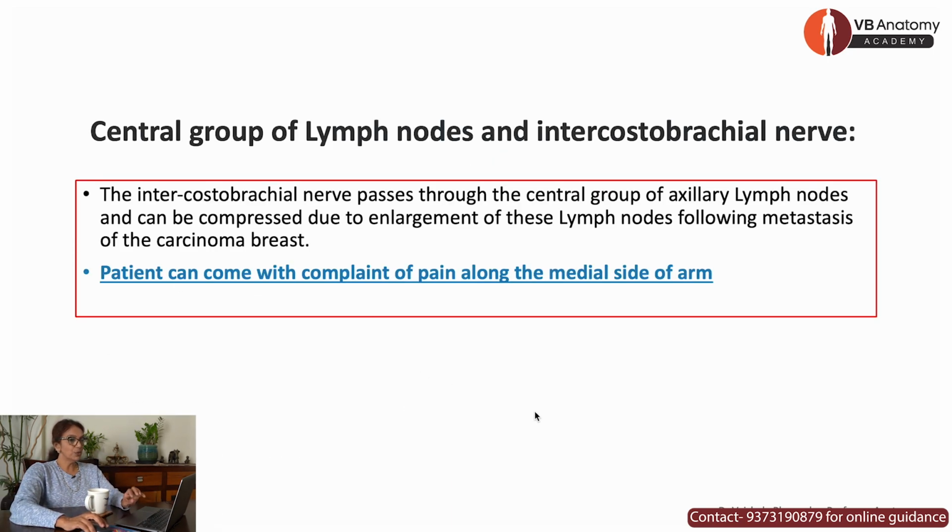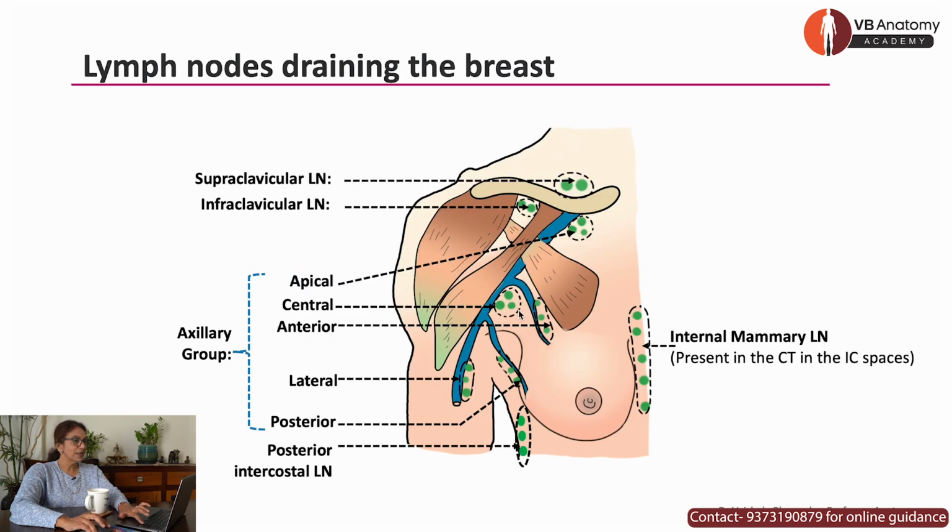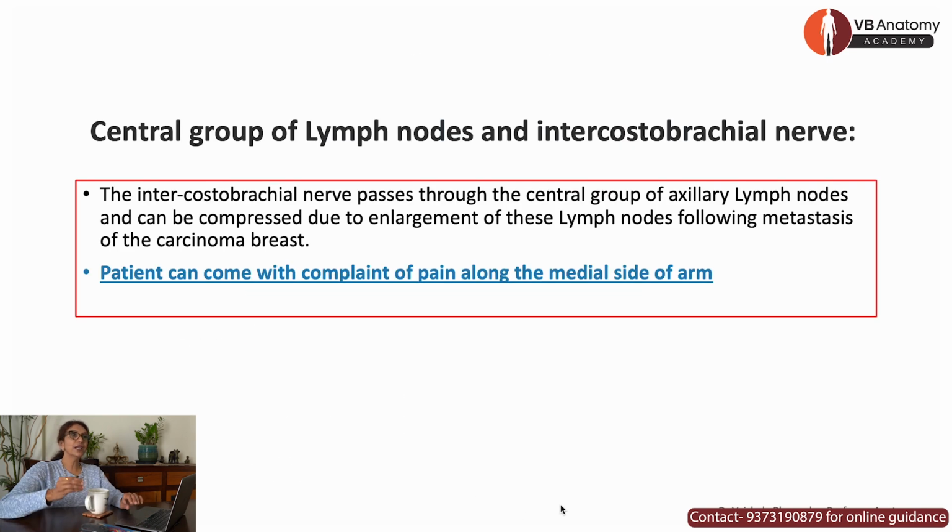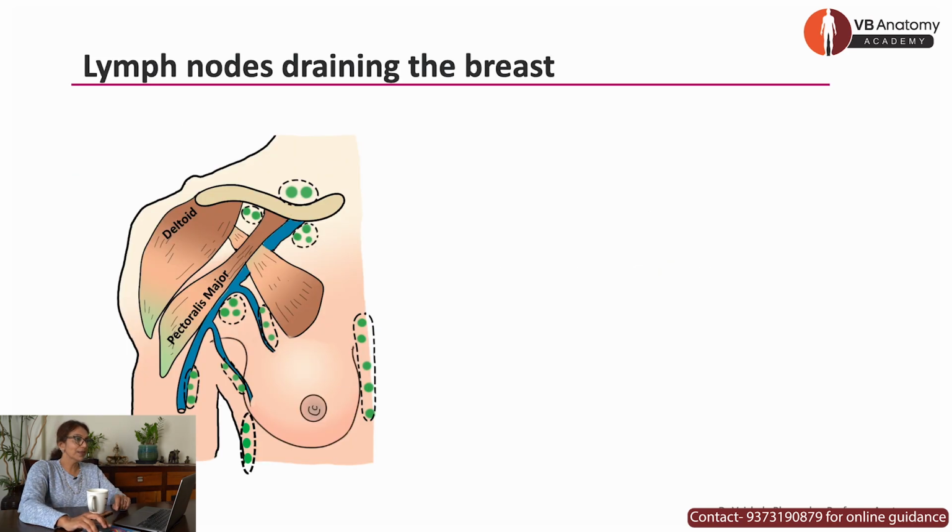Remember the central group of lymph nodes I showed you here. The intercostobrachial nerve almost passes through them. So if they are thickened due to some reason, maybe cancer, then the patient can come with a sole complaint of pain along the medial aspect of the arm, which is supplied by the intercostobrachial nerve.